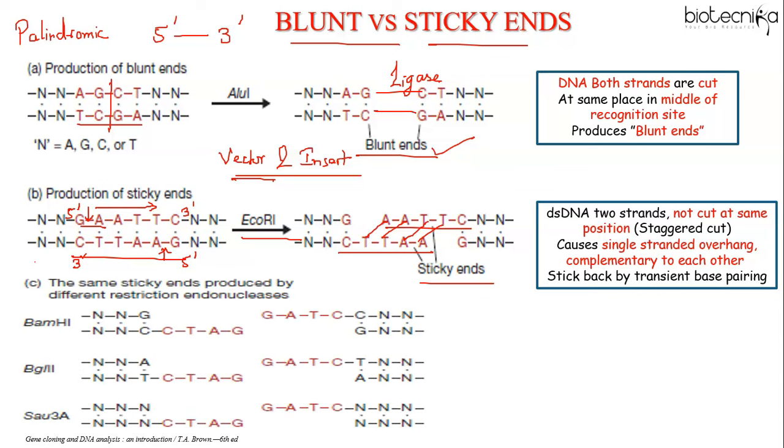Also, you can use a combination of enzymes which can generate the same type of sticky ends, like BamHI and BglII. So GATC, let's say we digest the vector with BamHI and the insert with BglII, then you can see they generate compatible ends which can be joined back by transient base pairing. Now, as we are familiar with the basics, let's solve the question now.